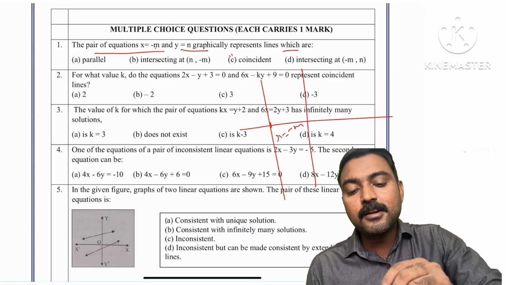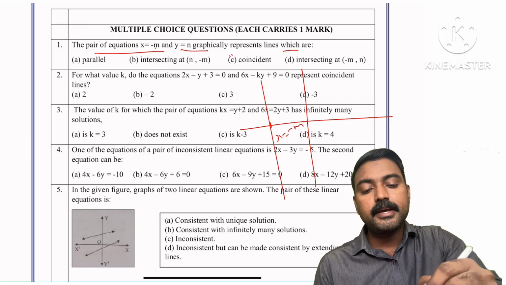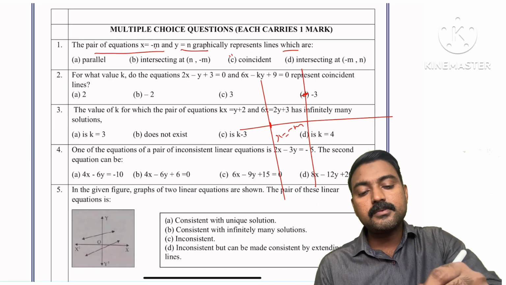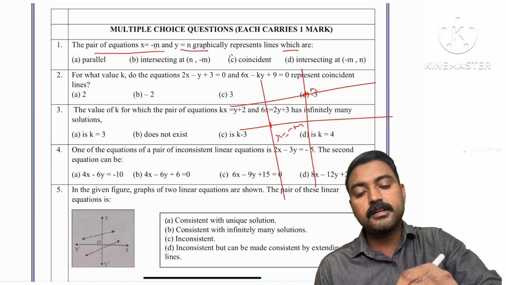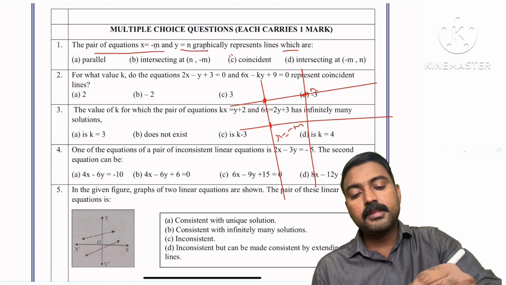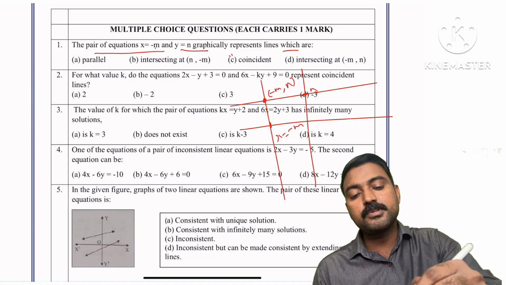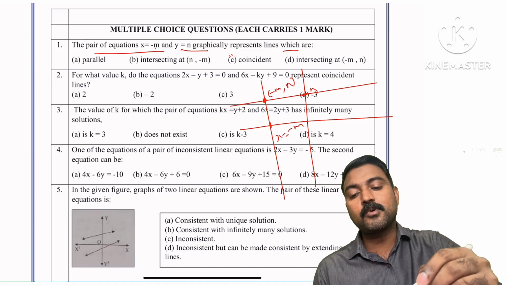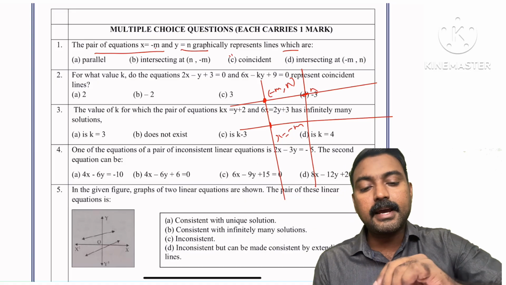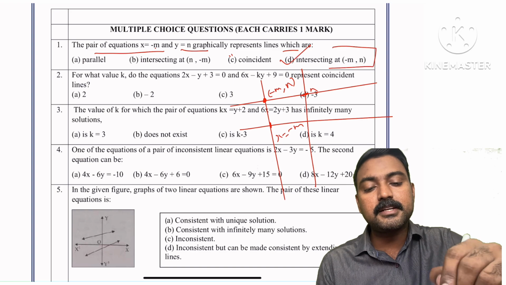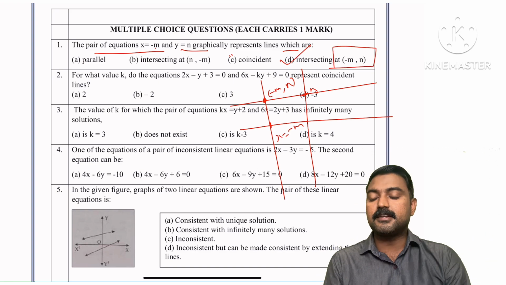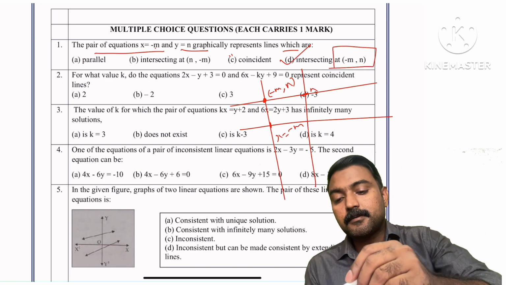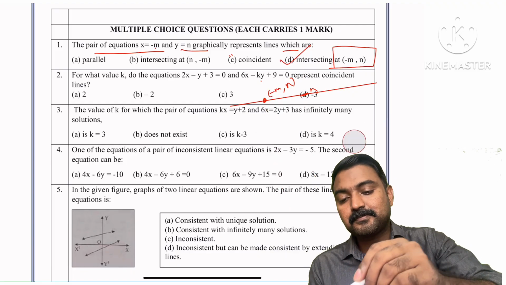And what is y? Y is equal to n. N is a positive number, so y's value is here. Suppose here it is n, then the line will pass through like this. So at this point minus m is the x value and the y value is n. So the solution is minus m comma n. So the answer is option D, intersecting at minus m comma n. This is the answer. I think you understood now.